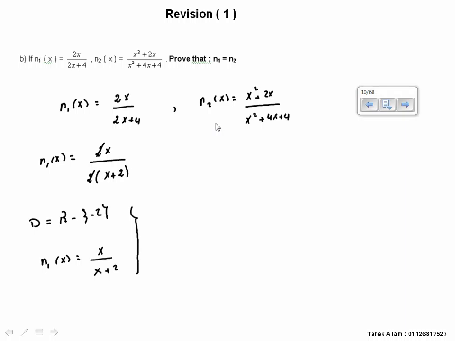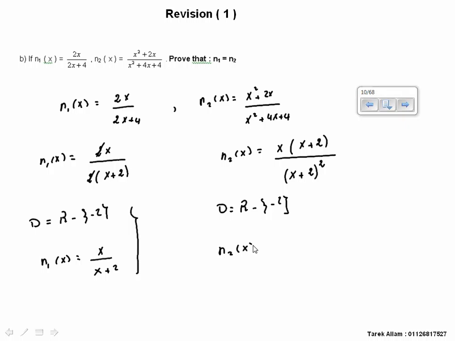Very well. Let's look at the second function, n2(x). So n2(x) equals, I will take x as a common factor from the numerator, so the result will be x plus 2 over, I will factorize x squared plus 4x plus 4. This is a perfect square trinomial, so it will be (x plus 2) to the power of 2. You can find the domain easily before simplifying: R except negative 2.